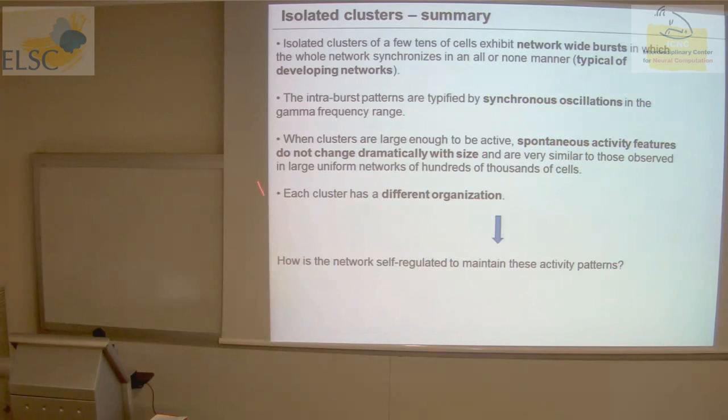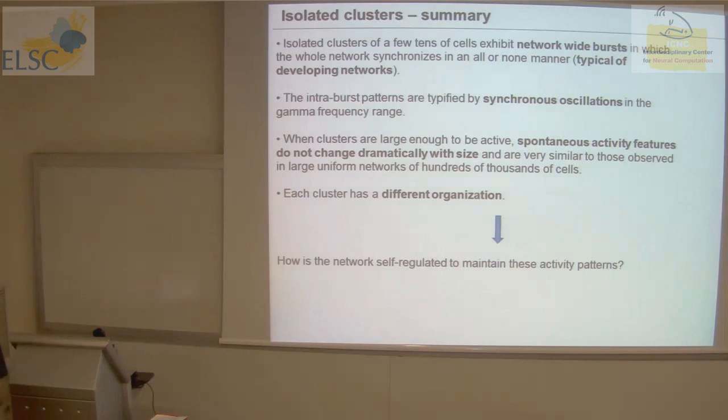So I just want to quickly sum up this section of the isolated clusters. We've seen that you can take networks of a few tens of cells. Those networks exhibit network-wide bursts, which are typical of developing networks, and they also have oscillations. But the nice feature is that if the cluster is big enough to sustain this bursting activity, this activity doesn't change much as a function of the cluster size.